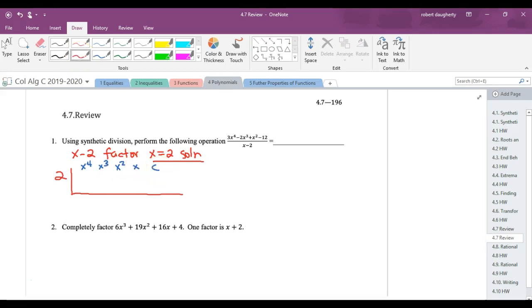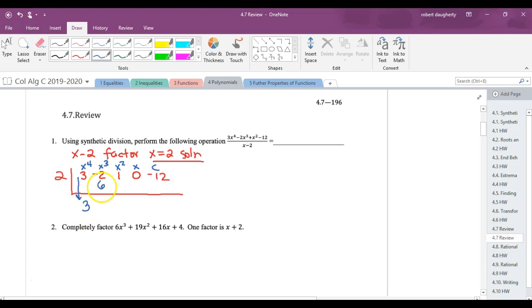So those numbers are 3x to the 4th minus 2x cubed plus 1x squared. There is no x term, and there's a minus 12. Okay, that 0 is very important. So bring this 3 down.